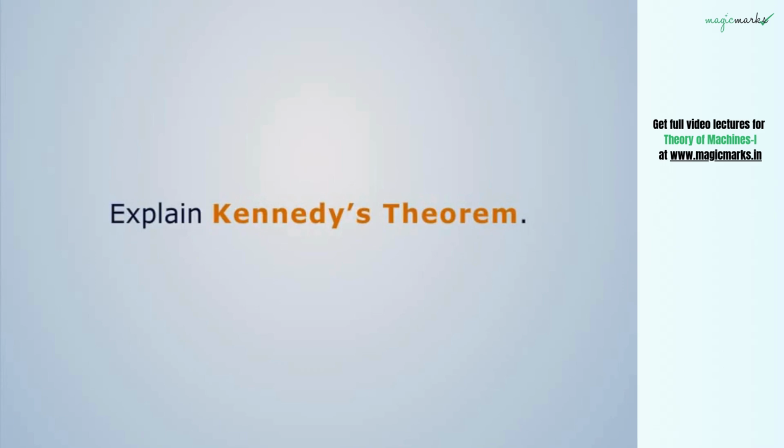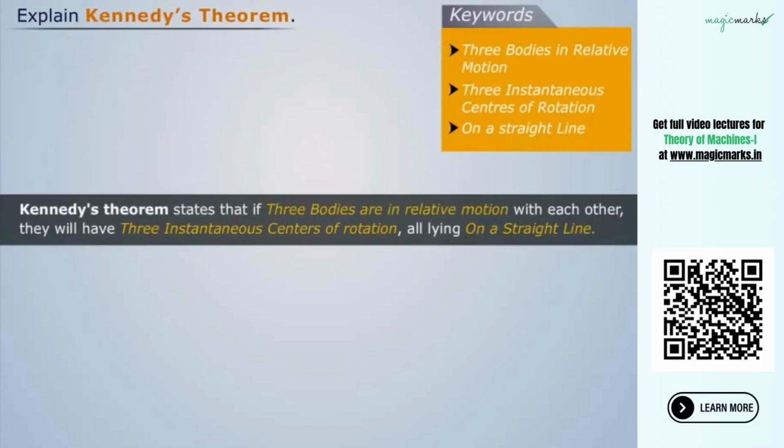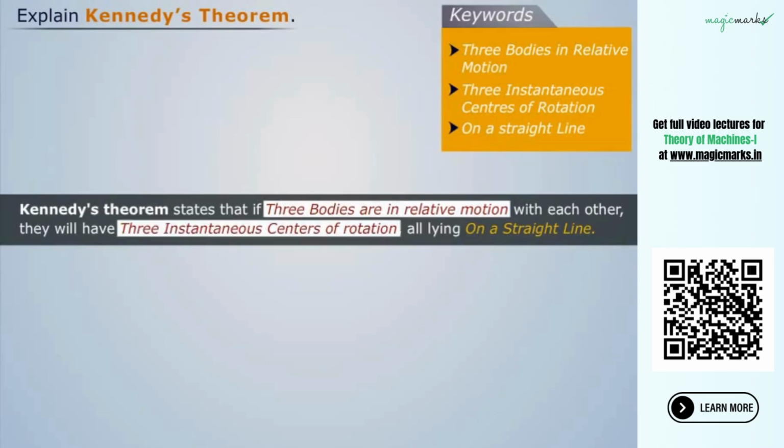Explain Kennedy's theorem. Kennedy's theorem states that if three bodies are in relative motion with each other, they will have three instantaneous centers of rotation, all lying on a straight line.